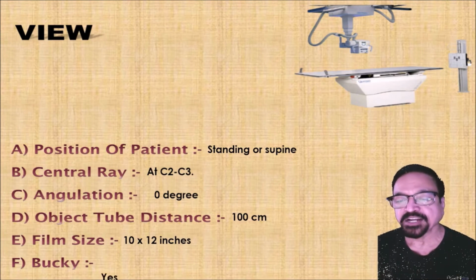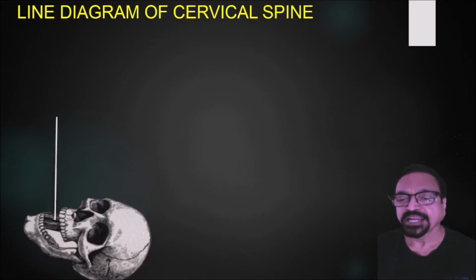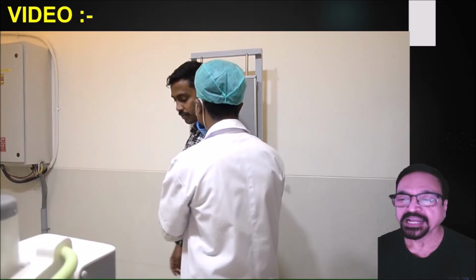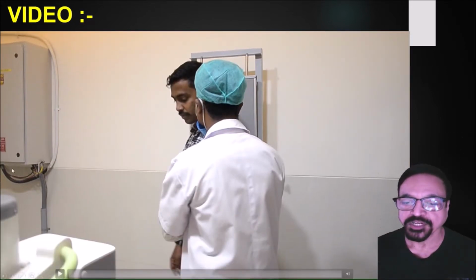Film size is usually 10 by 12, and a bucky is most of the time used to get better pictures. If it is vertical, then we have to stick to non-bucky or a stationary bucky. By and large, vertical X-rays are taken without bucky. Now, a line diagram of the cervical spine, patient supine, central ray. Then let's go to the video demonstrating how to take a cervical spine AP projection.